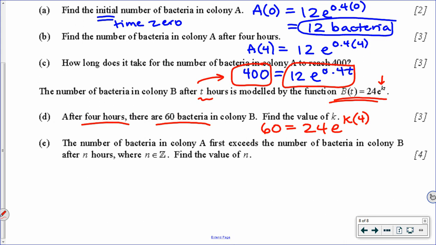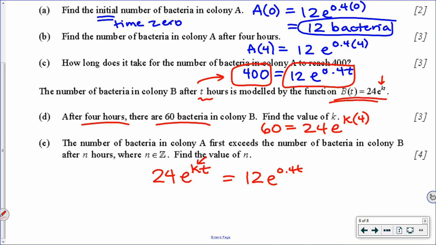And then the final 4-point question is that the number of bacteria in colony A first exceeds the number of bacteria in colony B after n hours. So we're talking about setting these two functions equal to each other, and figuring out when they become equal and one passes the other one. Once we know the k value, we would fill in our k value in the B colony, equaling the A colony. And this will be an equation with everything filled in except for t.